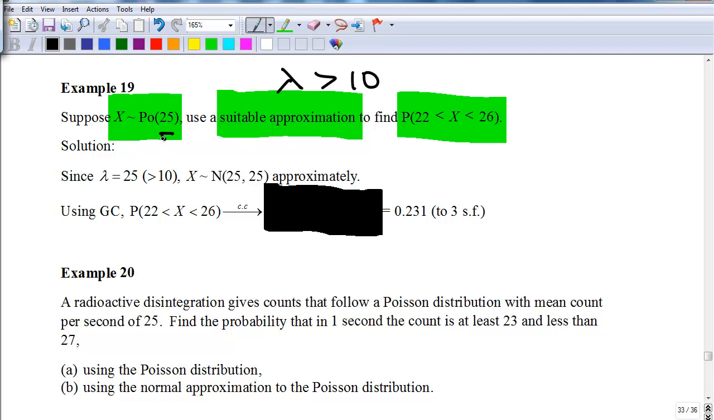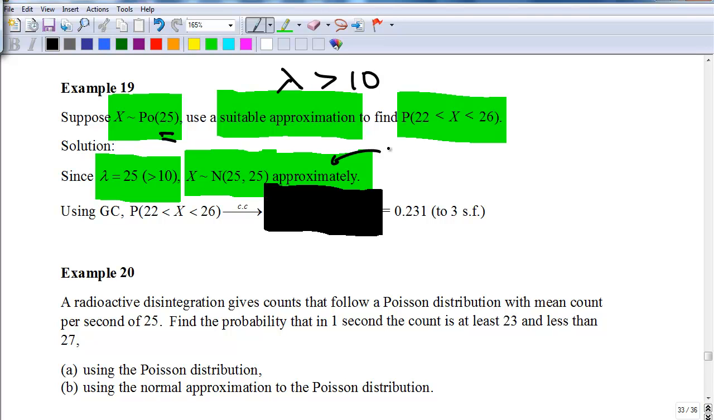So if that's the case, let's take a look at what we have. We have 25. So we can straight away say, since your lambda is 25, bigger than 10, that your X is a normal distribution with mean 25 and variance 25 approximately. Again, this approximately is critical, because X is Poisson, it is not normal. So how do we do this question? The next thing I will do is look at this 22 and 26. I need to use continuity correction here because Poisson is discrete.